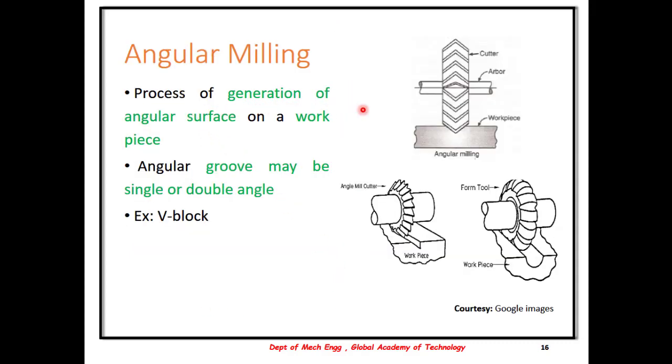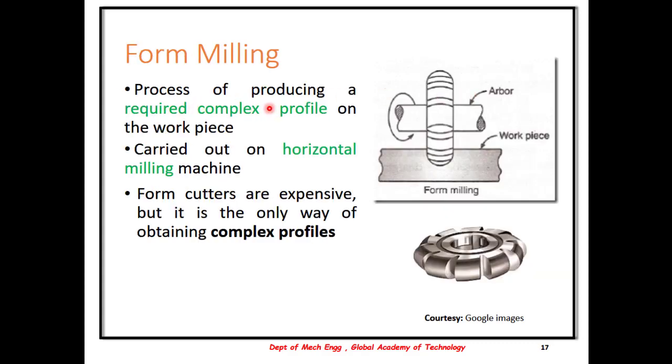Angular milling involves the generation of an angular surface on the workpiece. The angular grooves that are produced could be a single angle or a double angle. Examples include a V block that could be produced using an angular milling operation. Form milling is a process of producing a complex profile on the workpiece. It is usually carried out on a horizontal milling machine. Although these form cutters are very expensive, on a milling machine, if there is a need for a complex profile, form milling can be utilized.